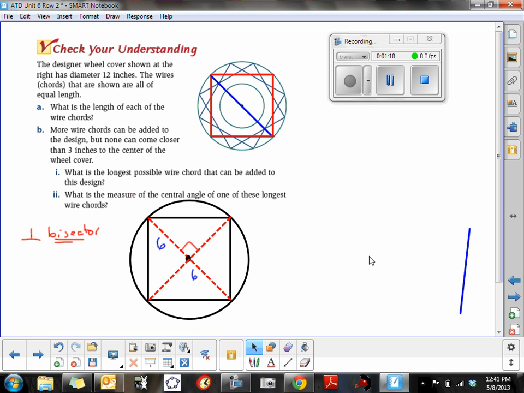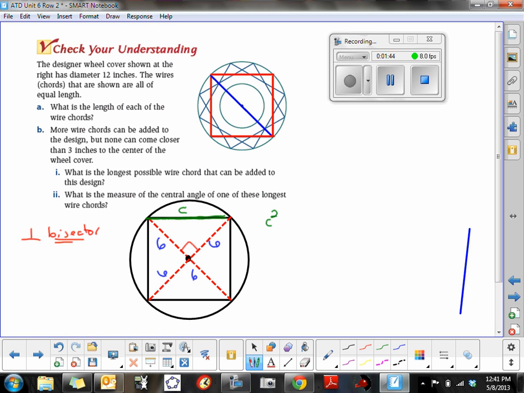Because this other one was a diameter, each of these has to be 6 and 6 for the radius. So we end up with a right triangle with 2 legs equal to 6. What is the length of each of the wire cords? What they're really asking is to find the length of this cord that's in green. Then we can use the Pythagorean theorem to help find that. I'm going to call it C, since that's the chord. It's also the hypotenuse of my right triangle.